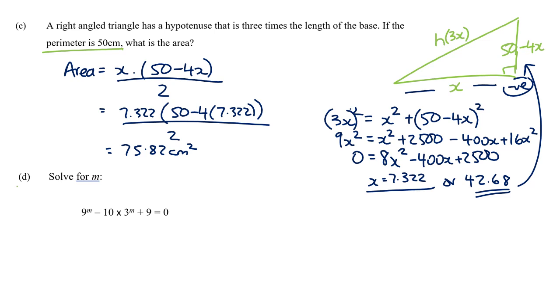The next one, this one's quite a tricky looking question, eh? And this is a common style of question. If I said to you, let x equal 3 to the power of m, then this middle part would be minus 10x, wouldn't it? And that would be plus 9, and that would equal 0. Happy with that?